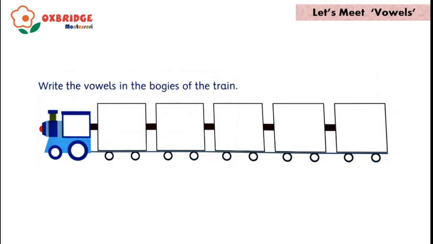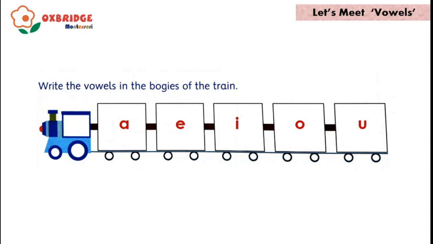So these were our vowels. We have 5 vowels. And here we have a train. This is our learning train. And in the bogies of this train, we have to write the vowels. Let's recall what was the first vowel. Yes, the first vowel was A. And what was the next? It was E. Next was I. And after I, O. And the last one was U. Yes, we have 5 vowels, A, E, I, O, and U.